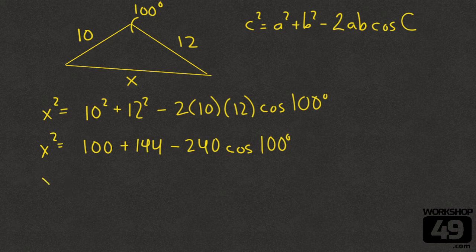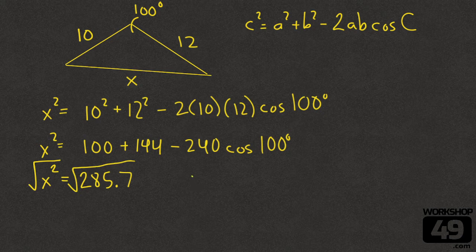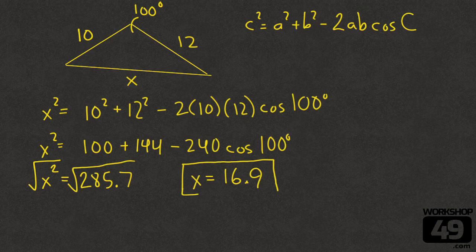You could have done it in the step above if you're feeling comfortable, and you're going to end up with something that's about 285.7. We want to get x though, not x squared, so we take the square root of both sides, and it's going to leave us with x equals about 16.9. In this triangle, it was unitless. If this had been meters or kilometers or inches, you'd have to use units. But in this case, we are done with x equal to 16.9. And that is how you solve an unknown side using the law of cosines.